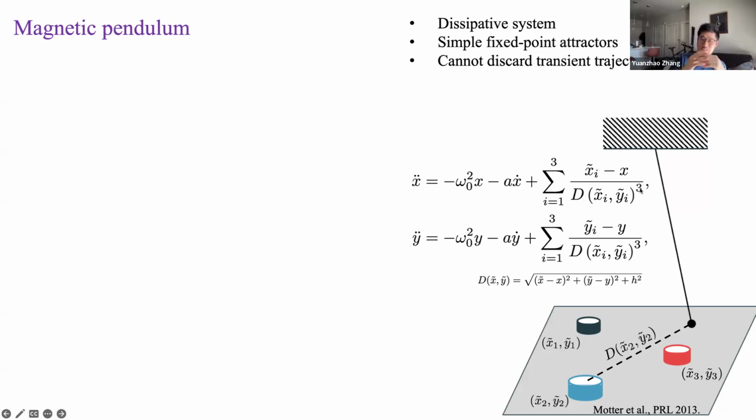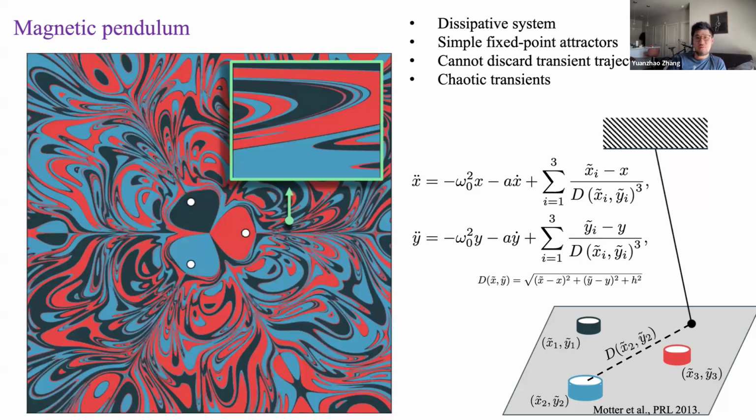Usually when people train reservoir computers on those typical chaotic systems, they would discard the transient dynamics because they want to learn the chaotic attractor. But here, because we only have simple fixed points, the transient dynamics is actually all we have. So we need to utilize those transient dynamics for our training. And interestingly, this system actually has a very rich transient dynamics, which is kind of chaotic. And as a result, you can have quite complicated basins of attraction for this system.